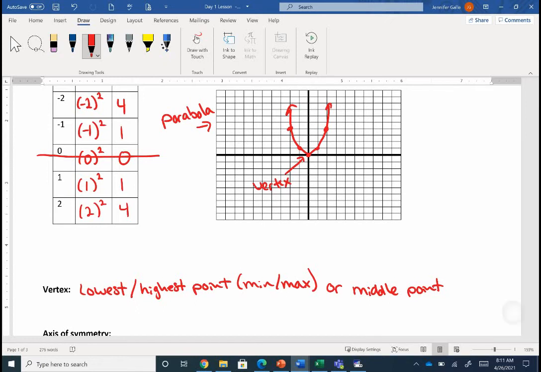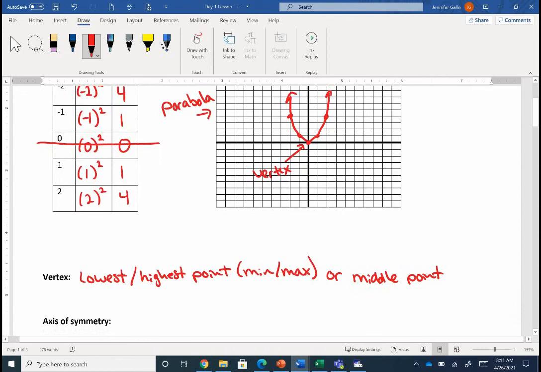So that vertex point, depending upon how the graph opens, we'll see it reflect today also, which means it's going to open down. You might view it as the low or high, the min or max, or you might see it as the middle point. However you want to view that.